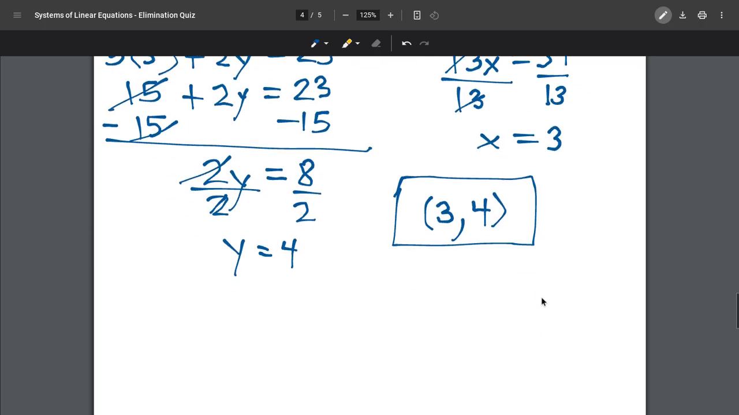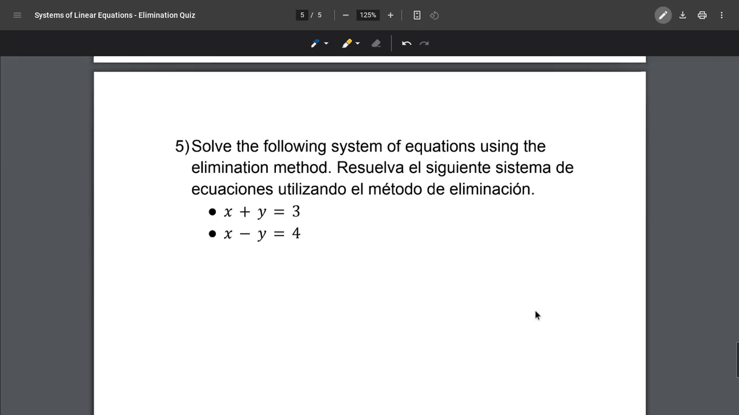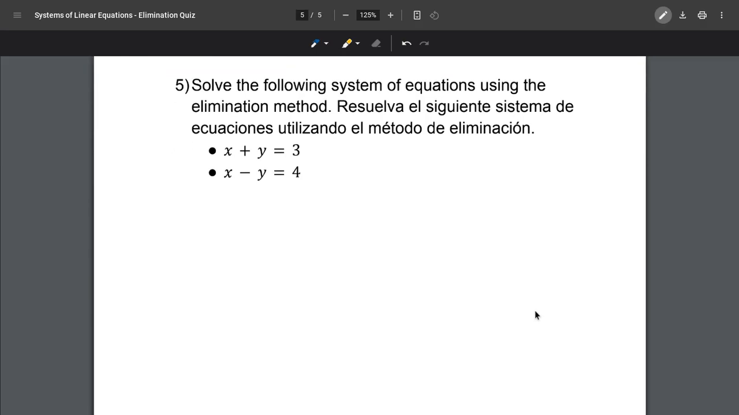Okay, I think there's one more. Yep, last one. This one I made a little bit easier. We just straight up add them up, and the y's will cancel. So x plus x, whoops, I wrote over that. X plus x is 2x. Plus y and a minus y, they cancel. 2x equals 3 plus 4, which is 7.